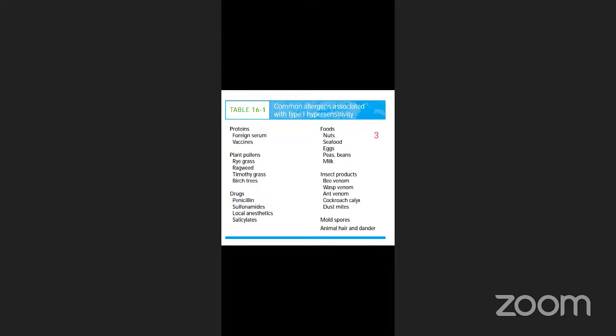Some insect products also induce activation of hypersensitivity reaction one: bee venom, wasp venom, ant venom, and cockroach calyx. Dust mites also cause the hypersensitivity reaction. Some mold spores, animal hair, and dander also create problems and cause allergic reactions. That is hypersensitivity reaction one. So these are the types of allergens.